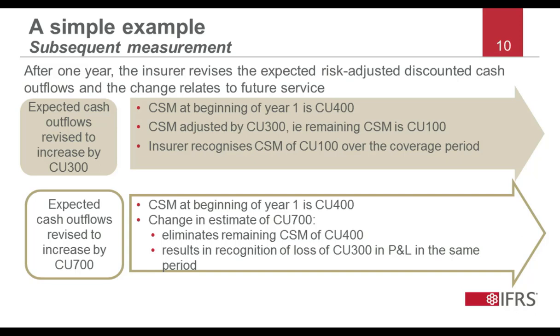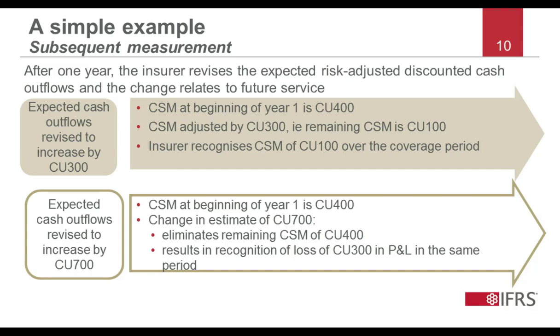After 1 year, the insurer revises the expected risk-adjusted discounted cash outflows, and the change relates to future service. Both examples illustrate the adjustment of the CSM for changes in future service. The difference between the two examples is whether the changes in future service set the CSM to zero or not. The first example illustrates changes that do not set the CSM to zero, whereas the second one does set the CSM to zero.